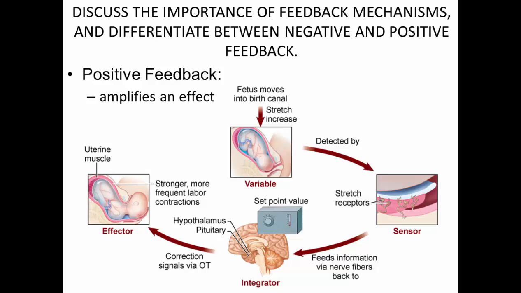If the uterus contracts even more, there is even more stretch pushing down on the lower portion of the uterus. So the stretch receptors sense even more stretch. And so they send that information to the brain. And then the brain causes even more uterus muscle contraction. And so the process continues until the baby is actually birthed. And it's only at that point that the uterus will stop contracting.